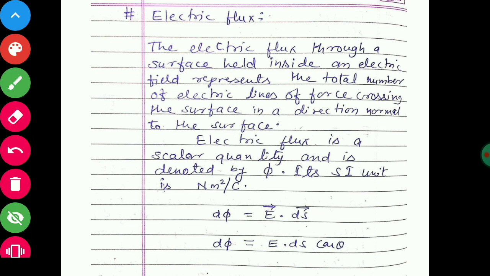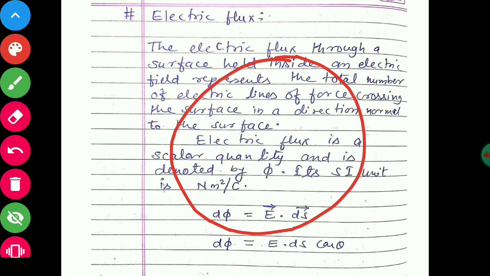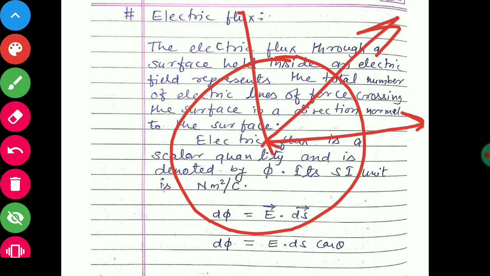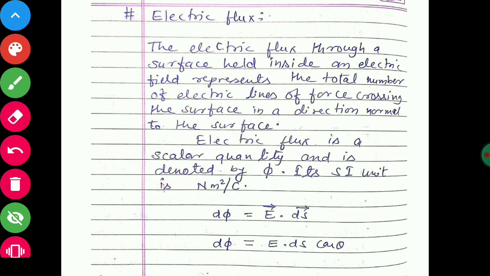I'll explain again. See, there is a surface. How many field lines cross normal to the surface? That is what electric flux is. Electric flux is a scalar quantity, and it is denoted by the symbol phi. Its SI unit is Newton meter square per coulomb.